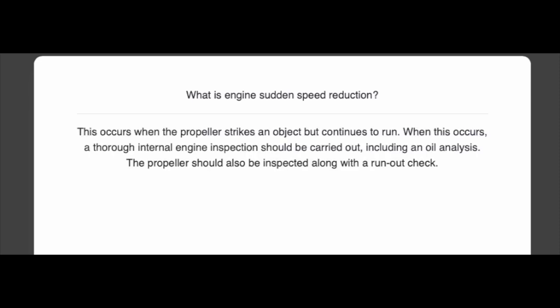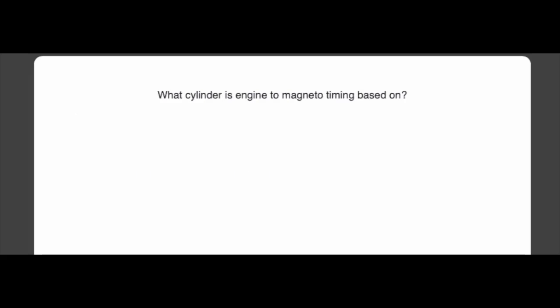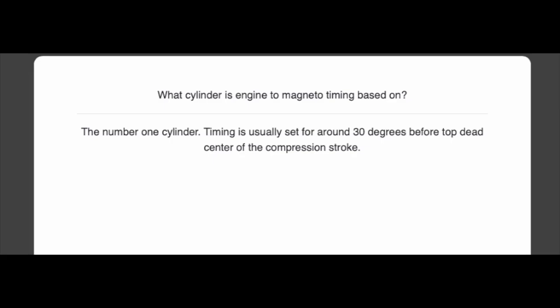What is engine sudden speed reduction? This occurs when the propeller strikes an object but continues to run. When this occurs, a thorough internal engine inspection should be carried out, including an oil analysis. The propeller should also be inspected along with a run-out check. What cylinder is engine to magneto timing based on? The number 1 cylinder. Timing is usually set around 30 degrees before top dead center of the compression stroke.